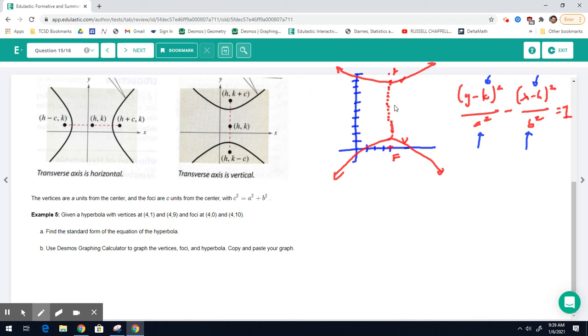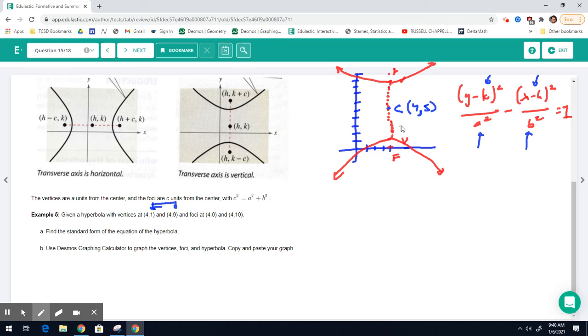It's going to be midway in between your vertices. So again, I'm going to pinpoint it right here. So your center's at 4, and that's going to be 5, because 5 is equidistant between 1 and 9, right? 1 and 9, 5. So there's your h and k. Great. Now we need to find our a, which is how we get our transverse axis, right? So again, a is going to be the distance from your center to each vertex.